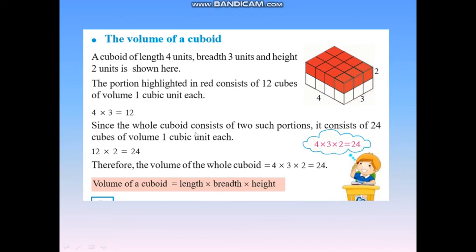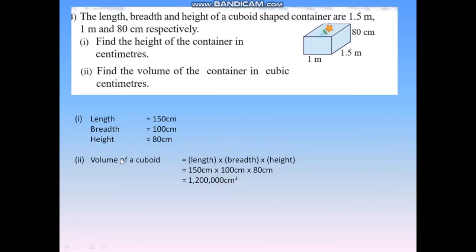Always remember the units. The units we get are cubic, that means to the power 3. That means there should be 3 multiplications to be done. That means there should be 3 terms and all 3 terms should be multiplied by each other. Now let's get into an example.